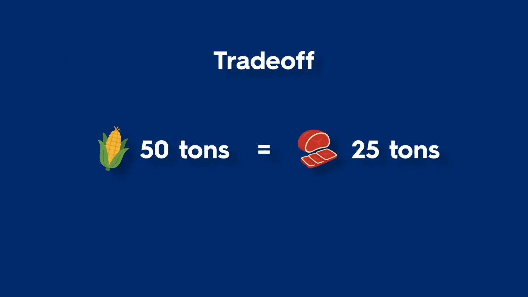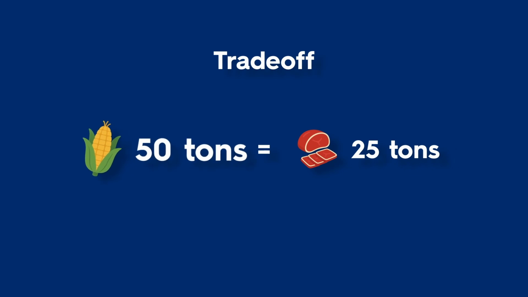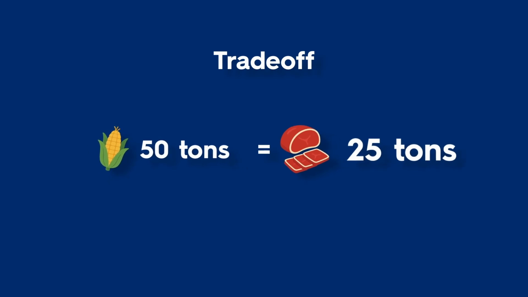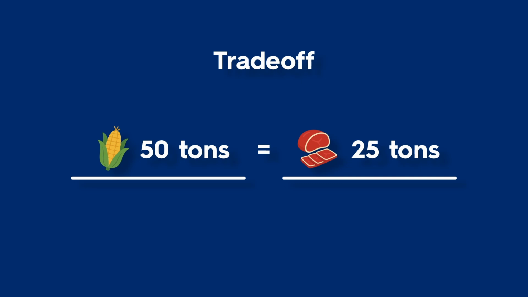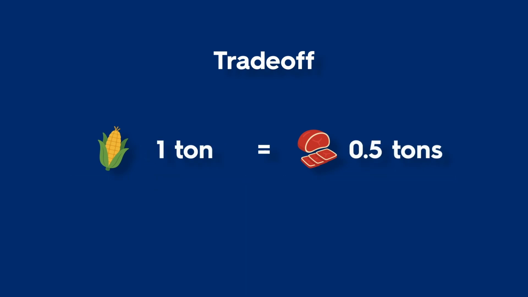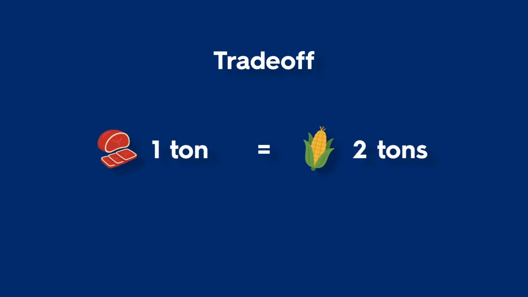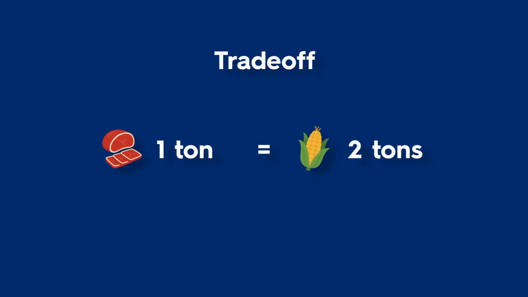To quantify the trade-off, set up a simple proportion. Since 50 tons of corn trades for 25 tons of beef, divide both sides by 50. You get 1 ton of corn equals 0.5 tons of beef. Flip it, and 1 ton of beef equals 2 tons of corn.